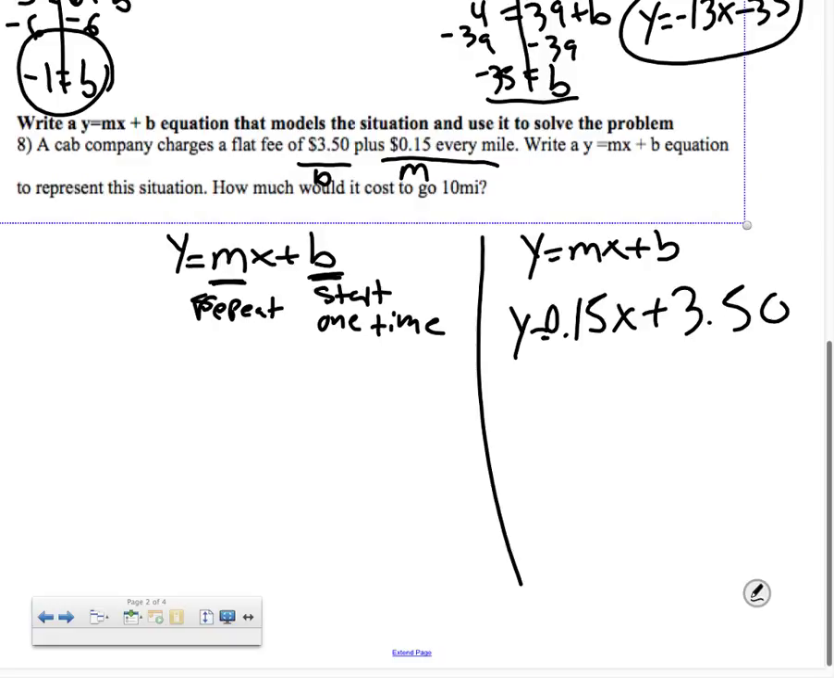How much would it cost to go 10 miles? So here's the equation. That's the first part, write an equation. Now I want to figure out how much would it cost to go 10 miles. So I need to know what variable is my miles. Well, miles or distance is almost always an x number.